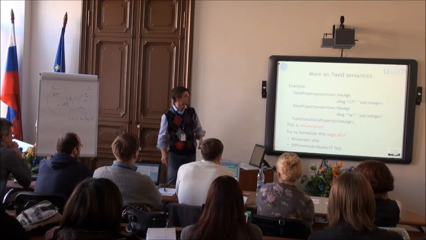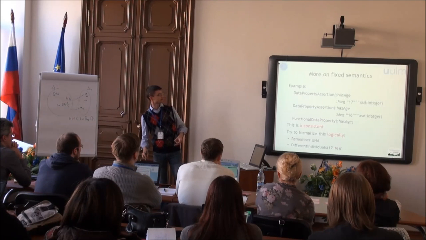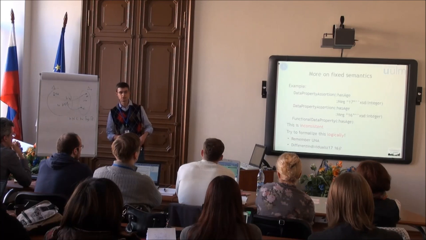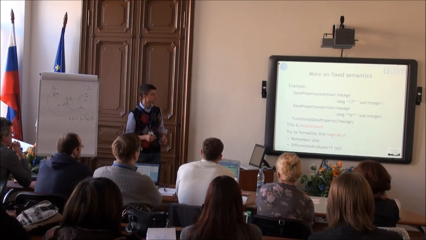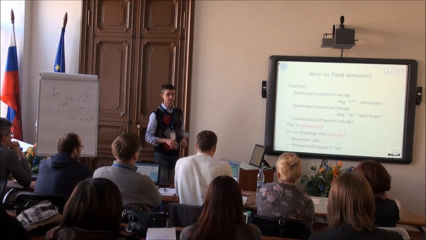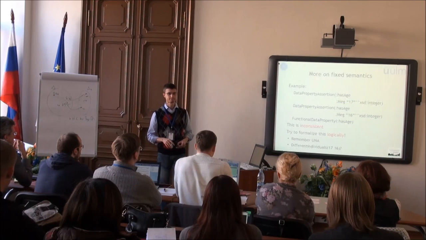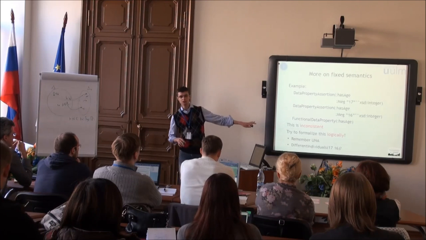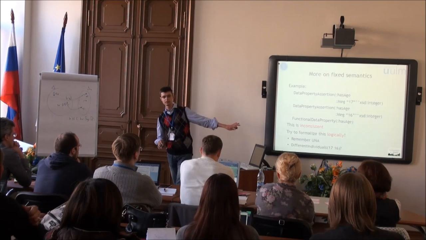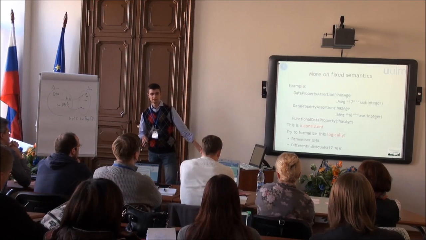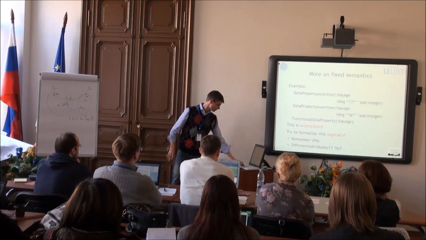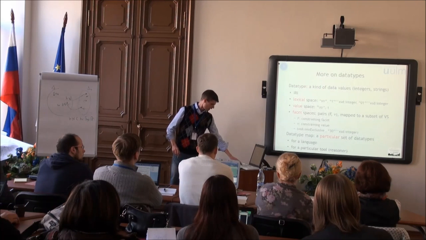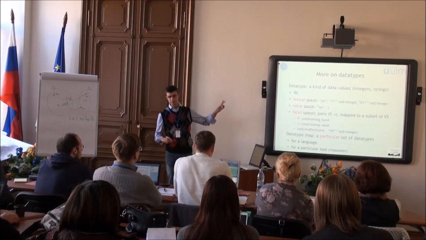So if you say that the age of man is 17, and somewhere else in your ontology you say that the age of man is 16, that's going to be inconsistent automatically. If you had to formalize that on the logical side, you would have to say that 17 and 16 are different individuals. But on the data side, you don't have to. I'm going to skip most of that.